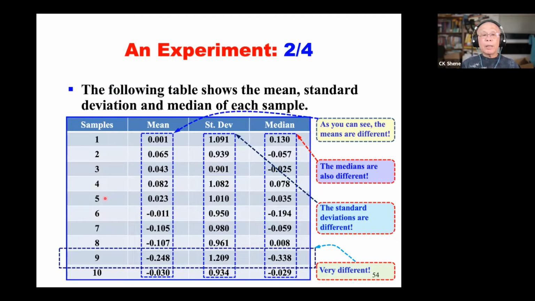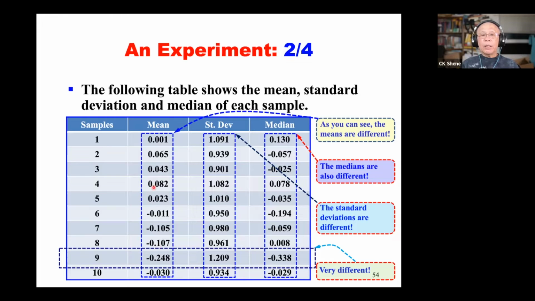We have 10 samples. Each sample has 100 data points. So for each sample, we compute its mean. This one, 0.001, very close to 0. Standard deviation, 1.091, very close to 1. Its median is 0.1301, kind of different from 0. So we compute the mean, standard deviation, and the median for every data set.